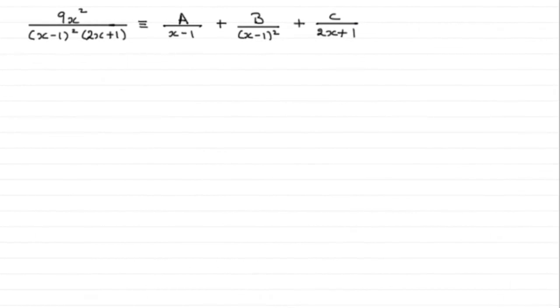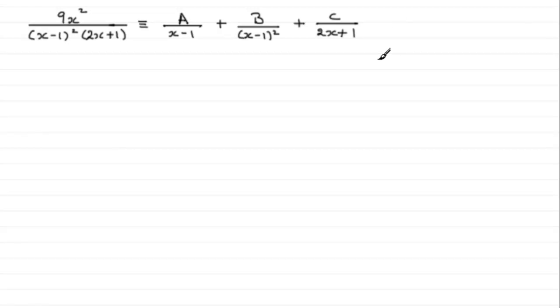Now for this question, we're given that 9x squared all over (x minus 1) squared times (2x plus 1) is identical to these partial fractions, and asked to find out what the constants a, b and c are.